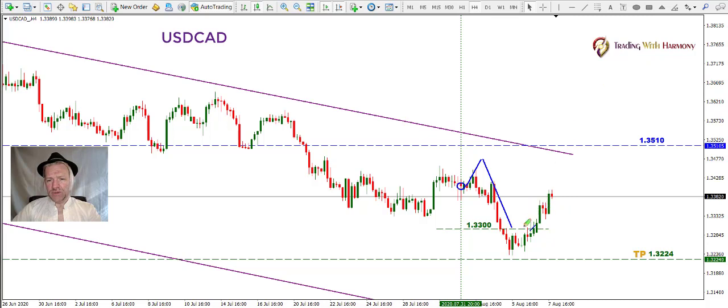So what I'm looking for now is actually for price to continue back up just one more time, and then come down and hit our next TP level, being the 1.3224 in the dollar Canadian.